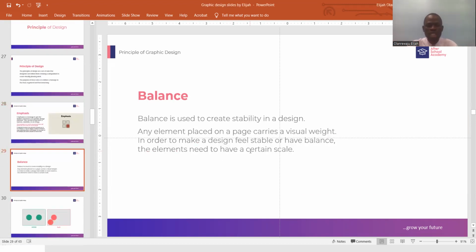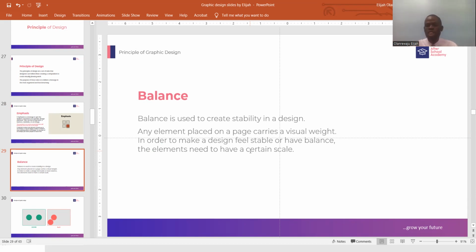So the second element we are going to be considering is used to create stability in the design. Of course, we are familiar with balance, right? It's something that we are, I think, in our physics, I think we did something like balance.